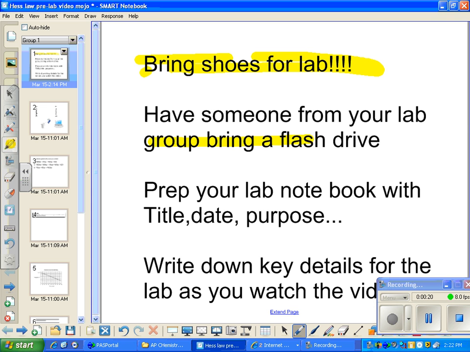A flash drive is going to be key, so contact Facebook, whatever you do, the people that you work with in your lab group. Make sure that you have a flash drive. If you each individually had your flash drive, that would be even better.